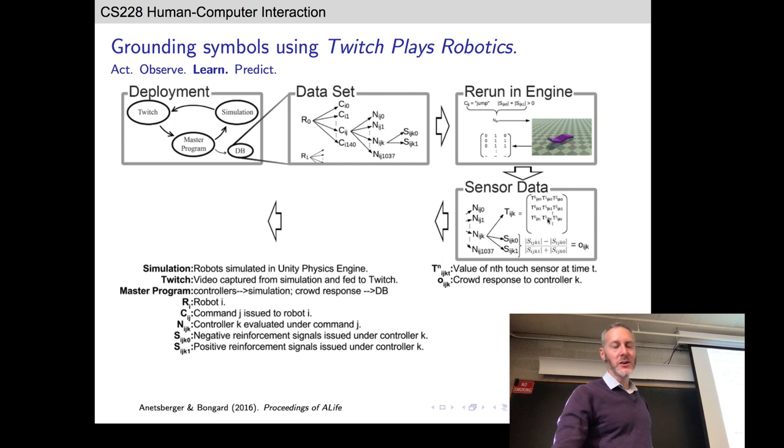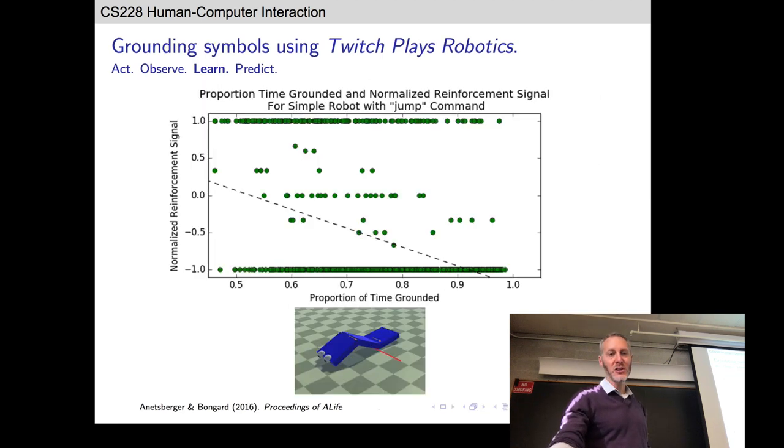We then take that matrix and we compute that for each of the random controllers executed under the command jump that received at least one upvote or downvote. We took all the upvotes and downvotes and we normalized it into this value OIJK. So we have controller NIJK, which produced OIJK, which is the ratio of upvotes to downvotes. So far, so good?